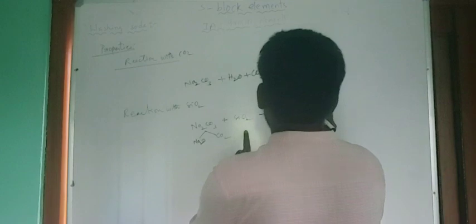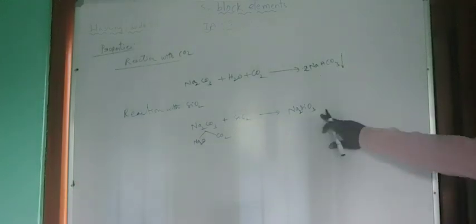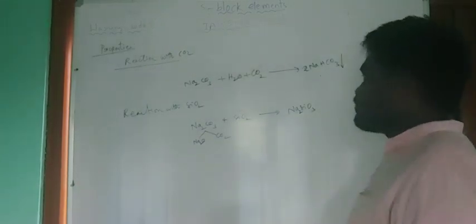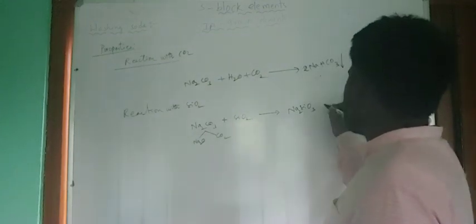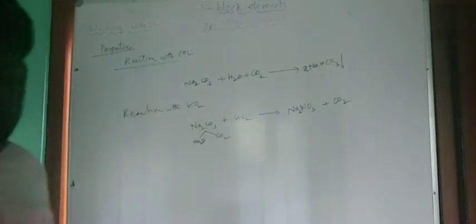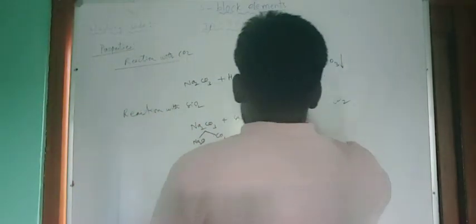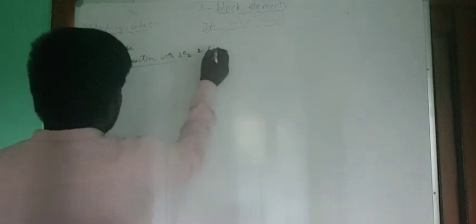So both combine together and give Na2SiO3, which is sodium silicate. So when you treat sodium carbonate with SiO2, we can get sodium silicate, and the byproduct is carbon dioxide. And the next reaction, reaction with sulfur dioxide and sulfur.